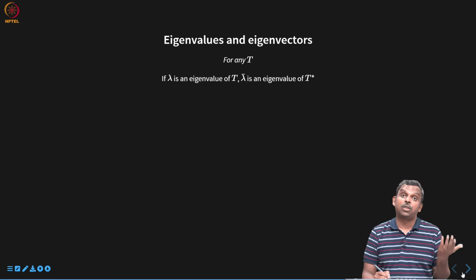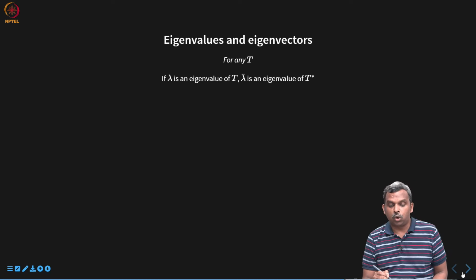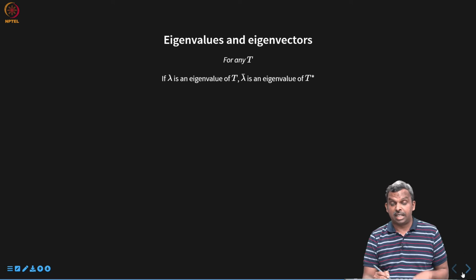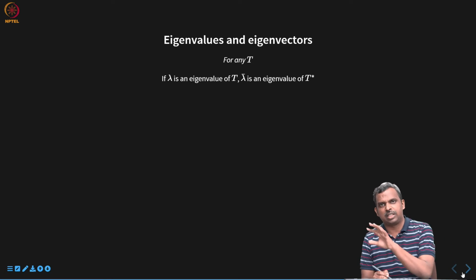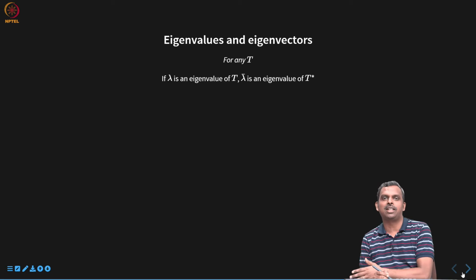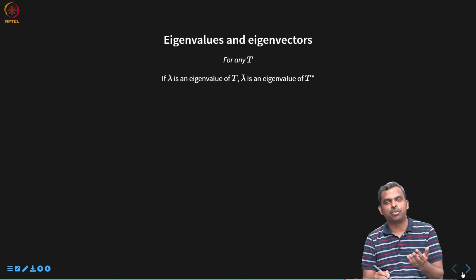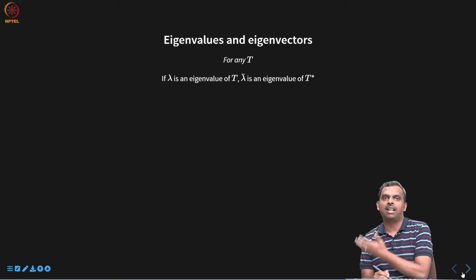The next is eigenvalues, eigenvectors, right? So what do we know for a general operator T? If lambda is an eigenvalue of T, then lambda bar is an eigenvalue of T star, right? So this is a property we know for general T. Now of course for self-adjoint operators T is equal to T star, so all eigenvalues, eigenvectors of T are the same eigenvalues and eigenvectors for T star.